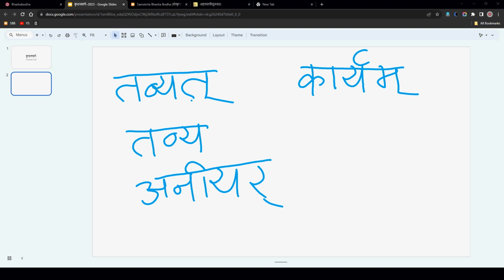Now, karya has a different pratyaya. We'll see that later. So for now, let's focus on these three krit pratyayas: tavyat, tavya, aniyar. Obviously these are krit pratyayas, and when added to dhatus, they form a pratipadikam. Now examples are many.